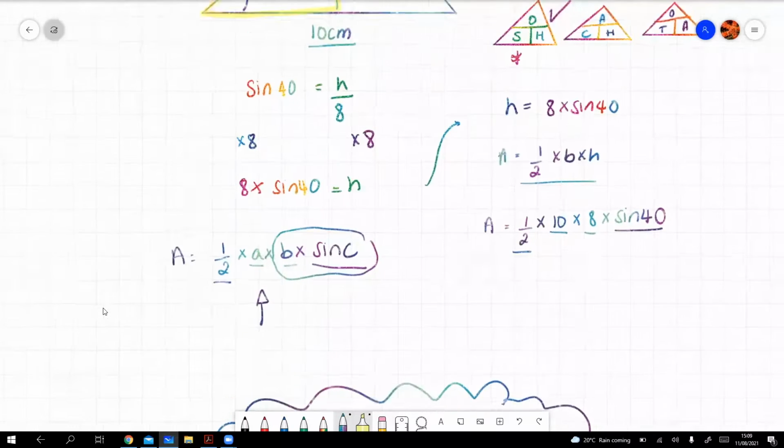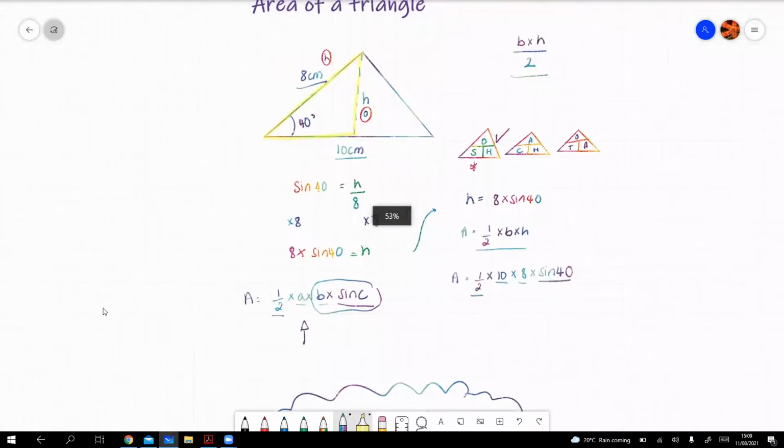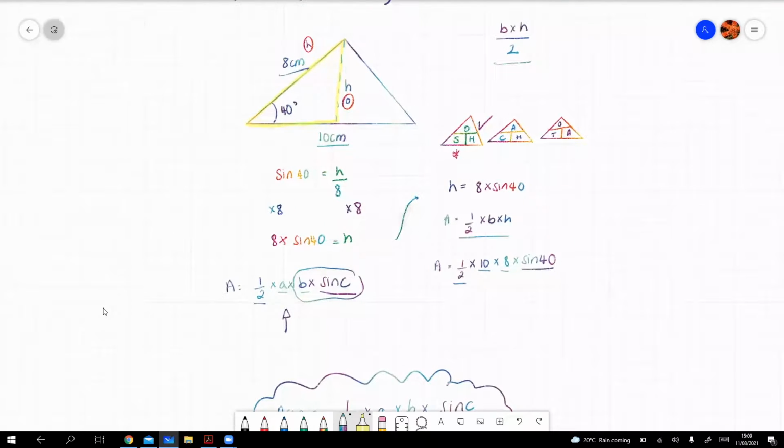Okay, so let's have a look. Here, there's one more thing that we haven't covered before we move on. If you notice, the sides 10 and 8 are sandwiched between the angle.